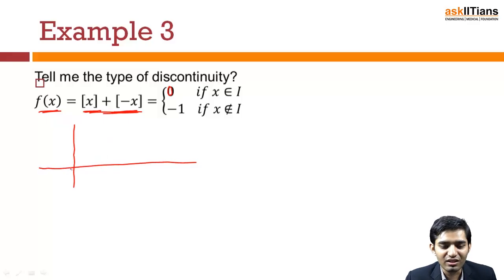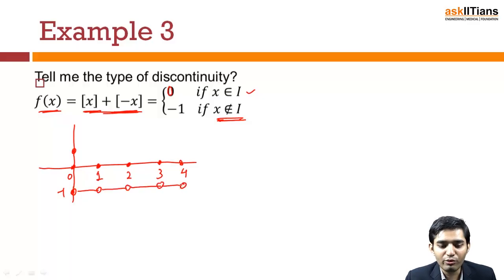Wherever x is an integer, x integers means 0, 1, 2, 3, 4, at all the integral points the value of the function is 0. So all these dots, the value of the function is 0. And at all the non-integral points where x is not an integer, the value of the function is minus 1. Not here, minus 1 will be here. So circle, again circle, okay, again circle.